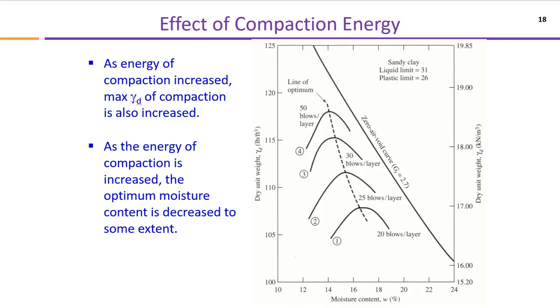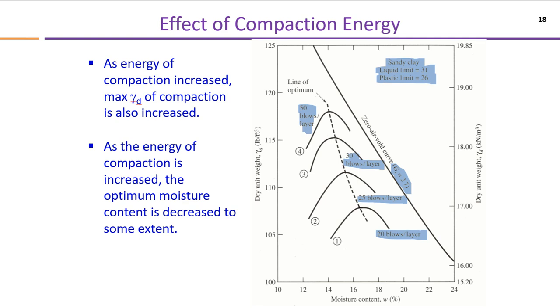So this is another diagram from another book. What we did is we take a soil whose specific gravity of solids is 2.7. Okay, it's a sandy clay. Liquid limit is 31 and plastic limit is 26. So when we give 20 blows per layer, we get this curve, and then we keep on increasing the energy: 25 blows per layer, 30 blows per layer, and 50 blows per layer.